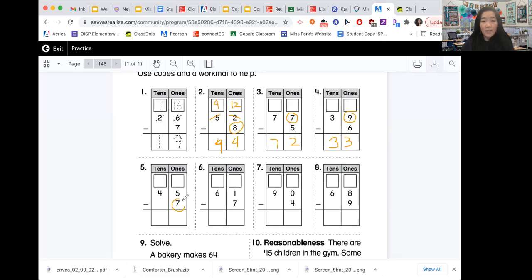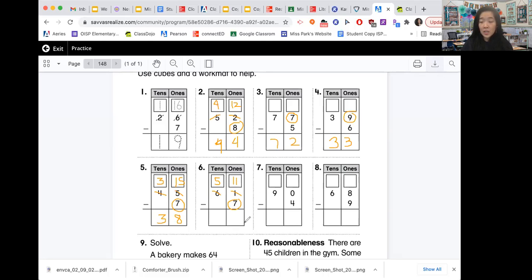Number 5, more on the floor, go next door and get 10 more. So 5 becomes a 15. 15 minus 7 equals 8. 3 minus 0 equals 3. Your answer is 38. Number 6, more on the floor. Go next door and get 10 more. 10 plus 1 equals 11.